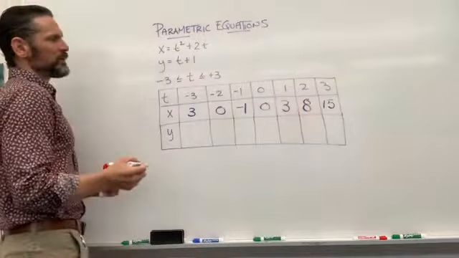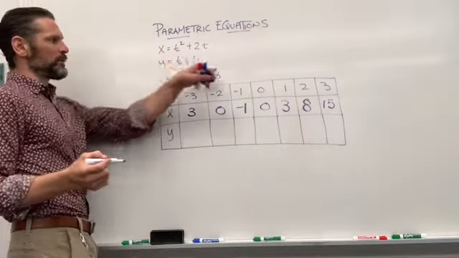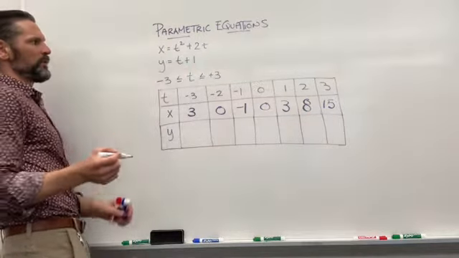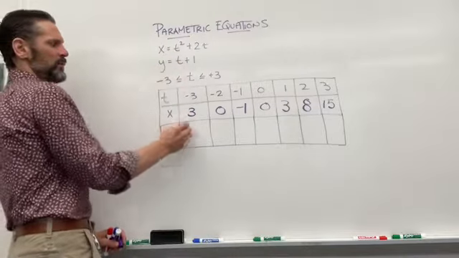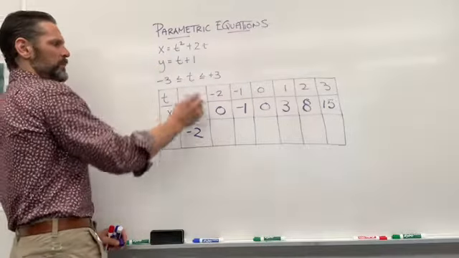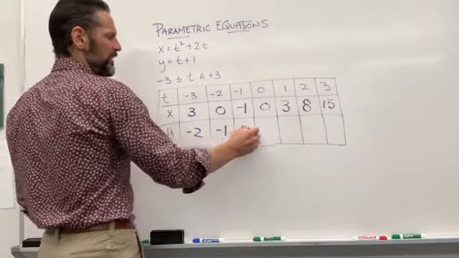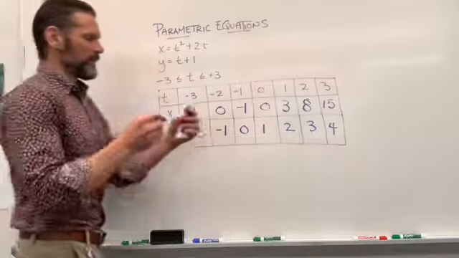Now I can substitute the same numbers, -3 through 3, integers, in for y. I'm just going to add 1 to each. -3 plus 1 is -2. -2 plus 1 is -1, etc. So now I've got my ordered pairs.